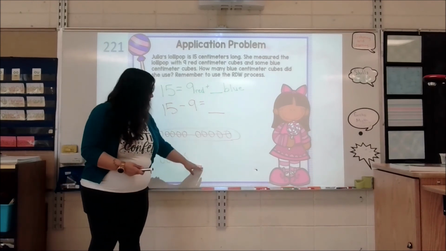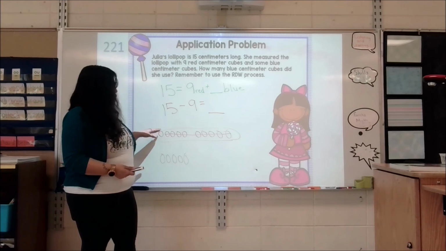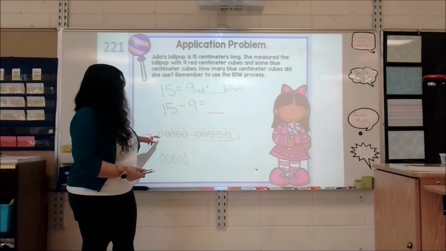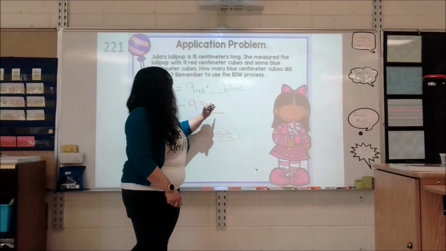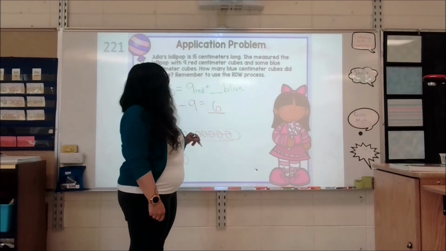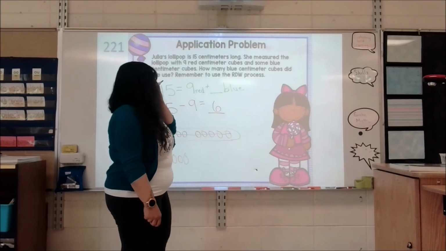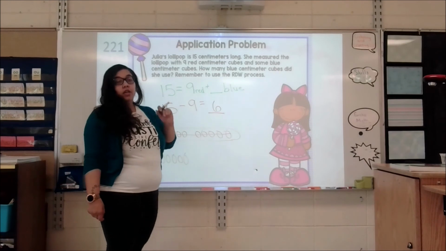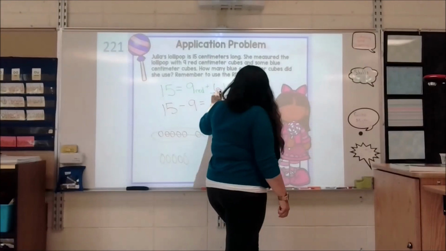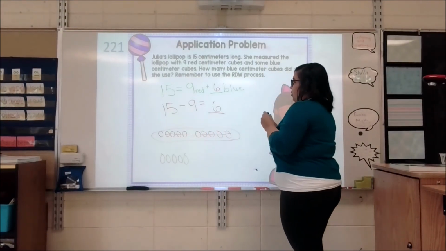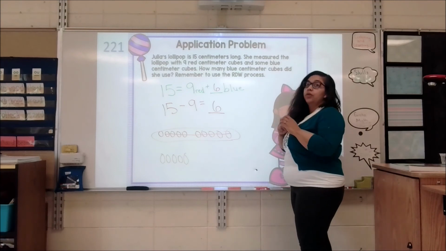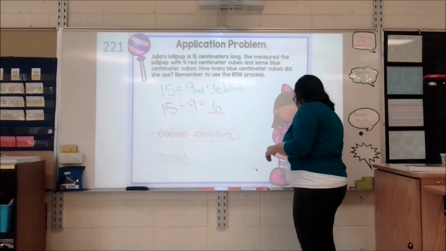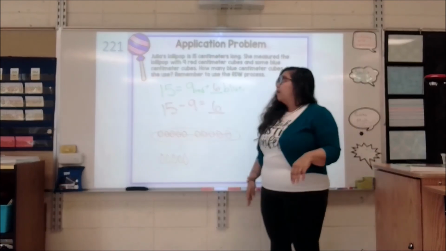There's 5 outside of the group, and 1 inside. So 5 and 1 is 6, which tells us that how many blue centimeter cubes did she use? She used 6 blue centimeter cubes. Great, guys. Great, great.